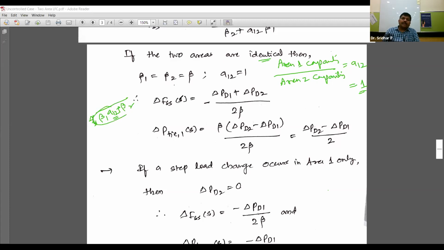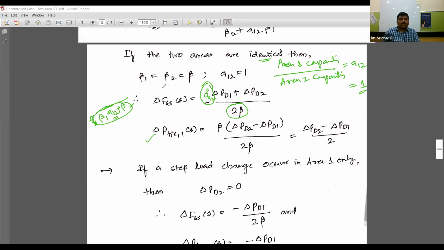So that is the reason in the denominator straight away you are going to get 2 beta. And in the numerator, what happens? Beta 1 A12 into delta PD1 plus delta PD2. A12 into delta PD1. So here it might be A12. So anyhow, this value is 1. So I'm taking minus of delta PD1 plus delta PD2 by 2 beta.